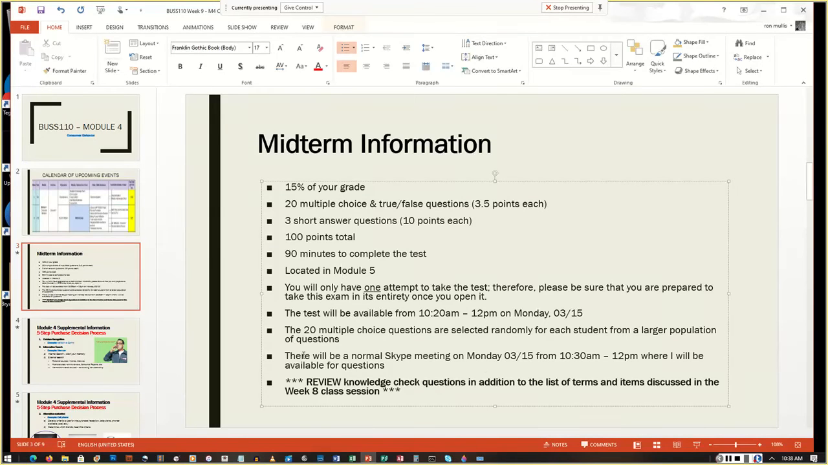One thing I didn't mention last week, this is very important. Review the knowledge check questions for next week's midterm. Hint, hint. That's all I'll say. If you review those, you'll probably be fine on the midterm. Any questions?